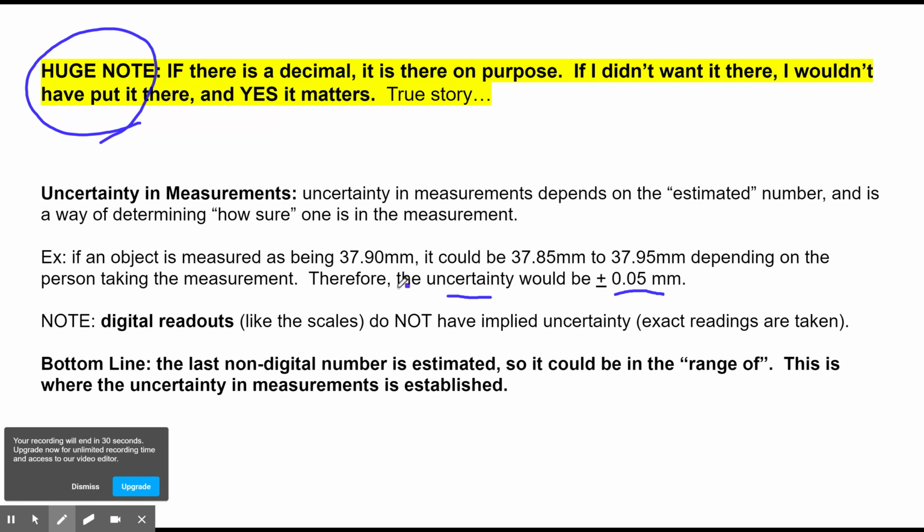And again, like I said, digital readouts do not have implied uncertainty. Those are exact readings. And the bottom line: the last non-digital number is estimated, so it could be in the range of that plus or minus 5, depending on where we are. This is where the uncertainty in measurements is established.